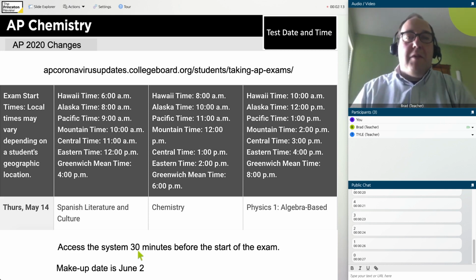Just as I was trying to enter the interface here, I started to try to enter it a few minutes too early, and it wouldn't let me, and I really panicked. You don't want to have that panic set in before your AP exam, so you want to make sure you're there early enough to avoid any technical difficulties. If you do have technical difficulties that completely prevent you from doing it, or some sort of illness or something like that, there is a makeup date, June 2nd, but let's hope you're going to be able to get this taken care of on May 14th.